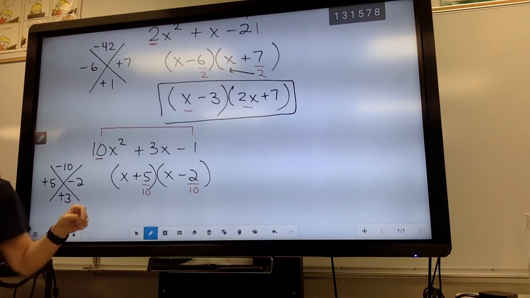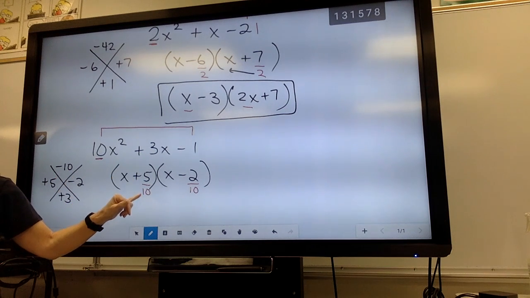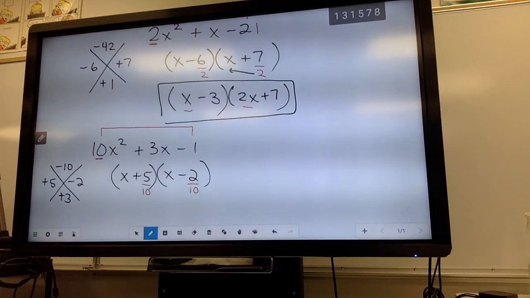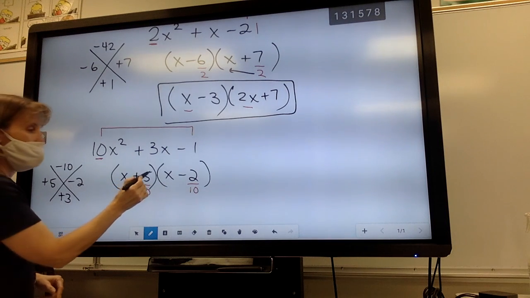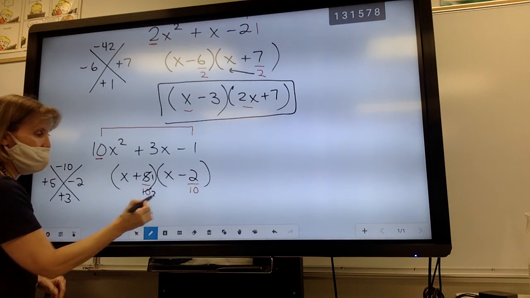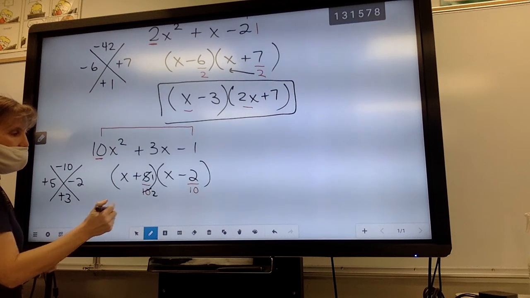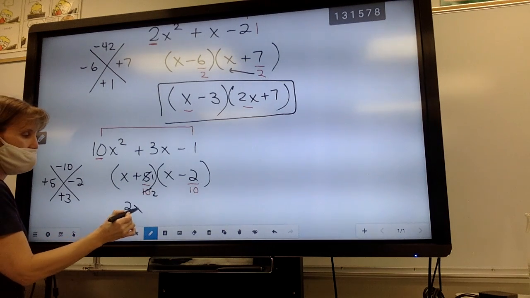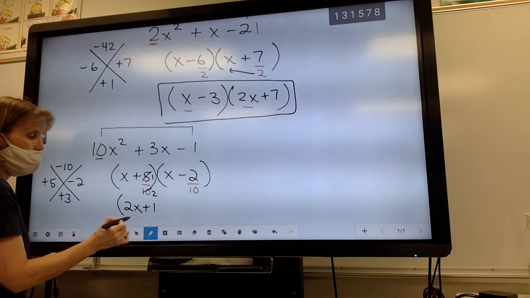Before you slide, the fraction has to be in simplest form. So 5 over 10 reduces down to what? 1 half. Now I slide. So I'm going to slide that 2 to the front and say that's 2x plus 1.